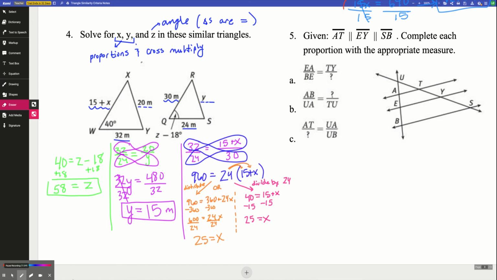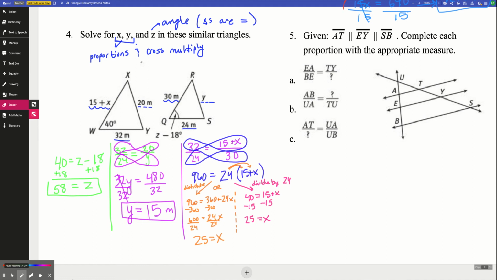So I found Z first because that was the easiest thing. So all I had to do was set the angles equal to each other. So I knew from the diagram that angle W and angle Q had to be equal, right? So since W was 40, that had to equal Z minus 18. And then I just added 18 to both sides and got 58 for Z.